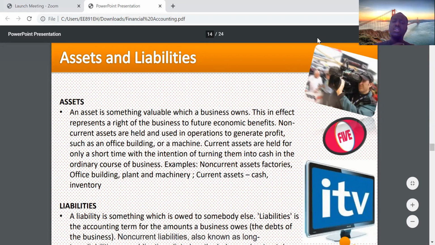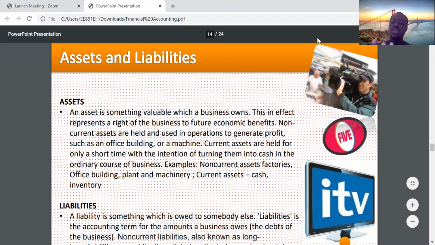Current assets are held for only a short time with the intention of just turning them into cash for your business. So, like I said, when you hear short time, it means within a year. In accounting parlance, it means within a year. For a long time, it means over a year. So non-current assets are held and used in operations for a long period of time to generate profits. Current assets are held only for a short time with the intention of turning them into cash for the business.